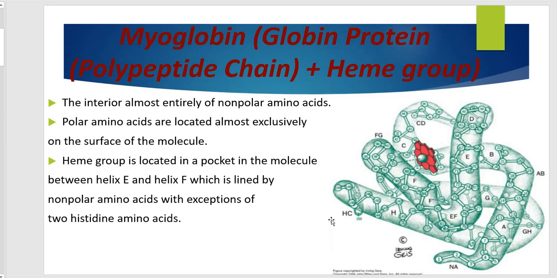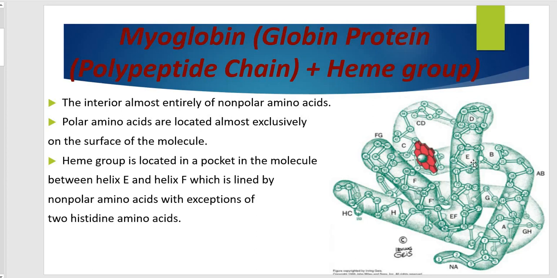This is the structure of myoglobin. The heme group, protoporphyrin 9 ring with a ferrous iron connected to 4 bonds to nitrogen, 1 bond to oxygen, which will be carried by myoglobin, and 1 bond to histidine. Histidine comes from the globin part, here the globin part. And the globin part is a single polypeptide chain in myoglobin, only single chain, which is folded into 8 stretches.